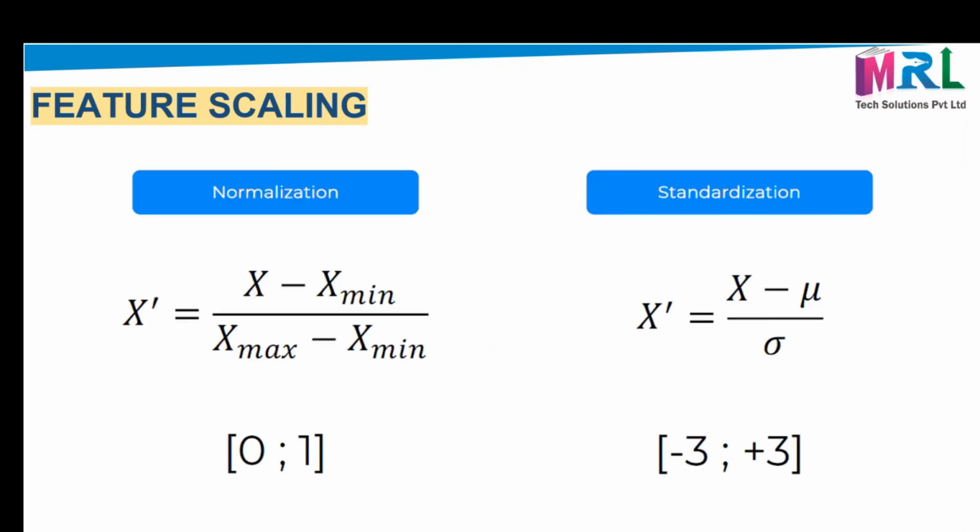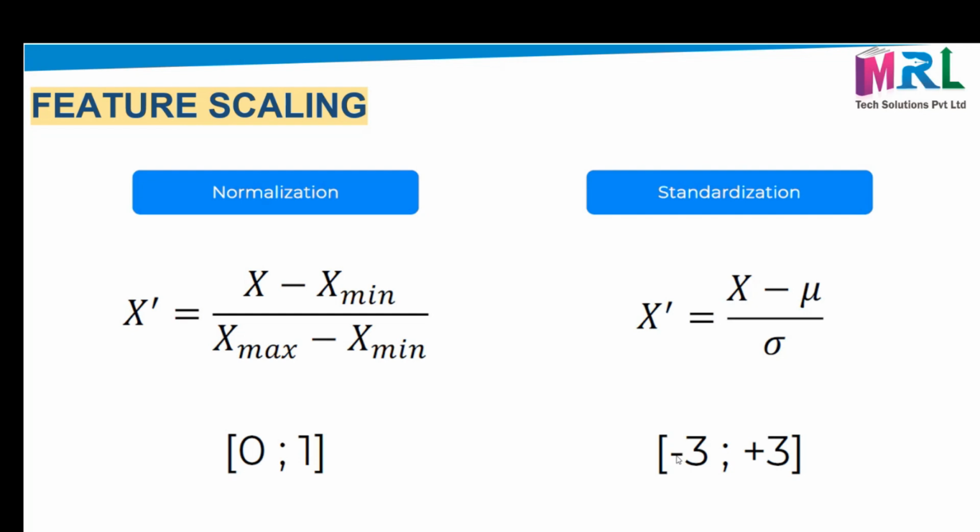There are two types of scaling: one is normalization, another one is standardization. Normalization is x minus x minimum divided by x maximum minus x minimum in the column. In a column, you have x, the actual value, and you have the minimum value and the maximum value. If you apply this, you will have values in the range 0 to 1. This is called normalization. And standardization is x minus mu divided by sigma, where mu is the mean and sigma is the standard deviation. Based on this, you will get the scaled values.